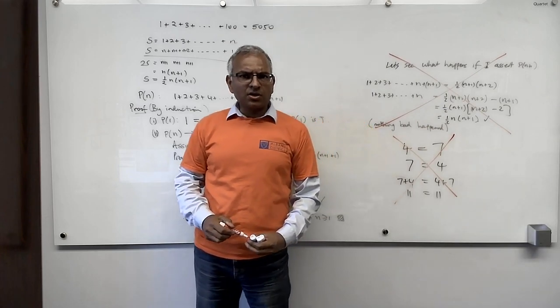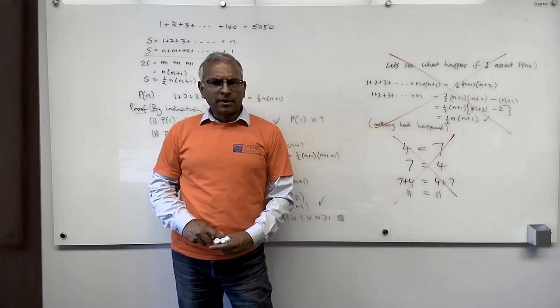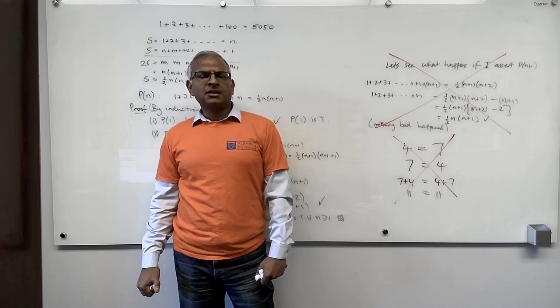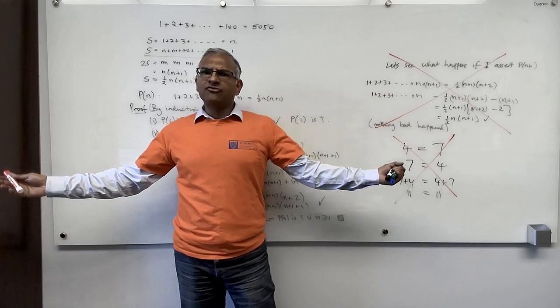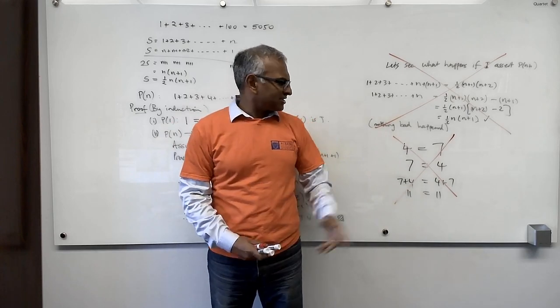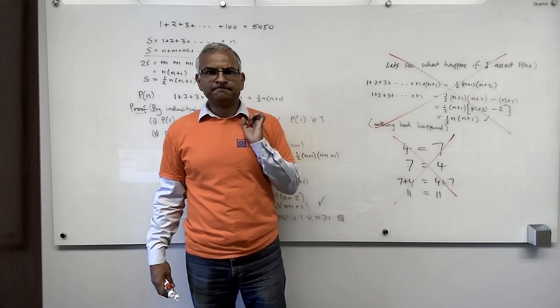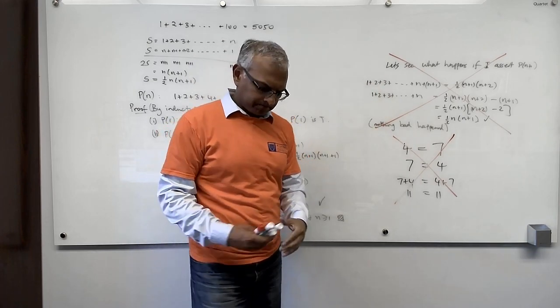You cannot start where you want to prove, and then do real, valid stuff, and end up at something that's known to be true, and then therefore claim that where you started is true. It certainly cannot be done here, and it cannot be done here. So don't do it. Bad proof.